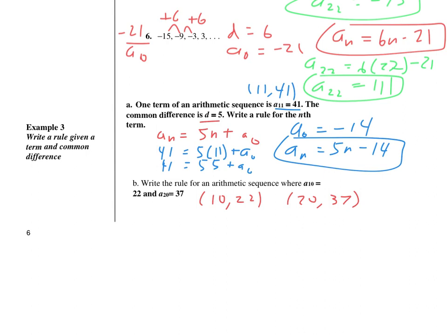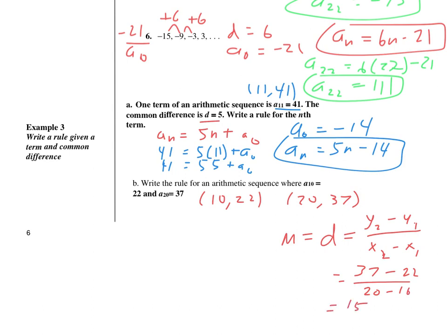So they don't tell me the common difference here, but we need to remember what I said at the top, which was that the common difference is really like the slope. And so if we want to do the slope, we can always do y2 minus y1 over x2 minus x1. So that applies here as well. Okay, so for this one, I'll do 37 minus 22 over 20 minus 10. So that would be 15 over 10.